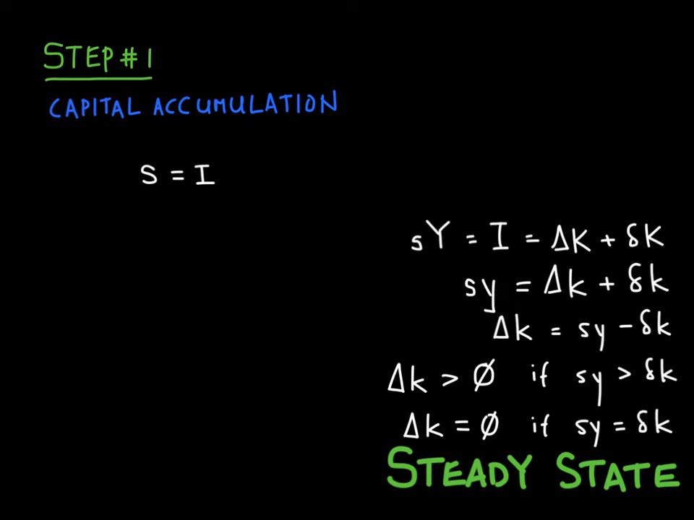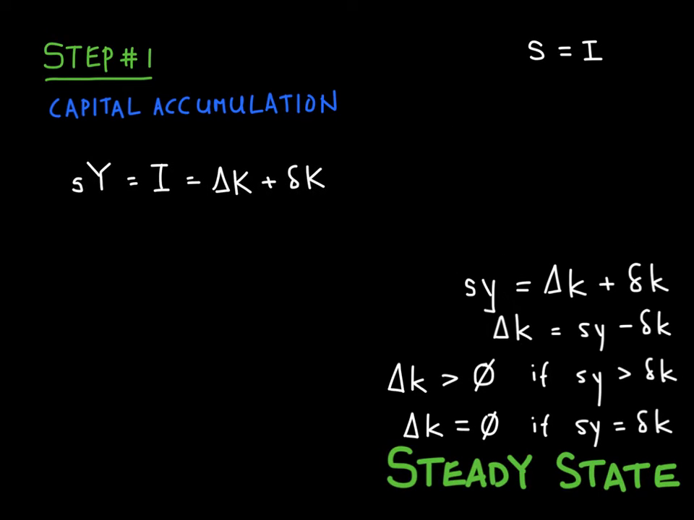So savings equals investment. At the same time, we're now going to define savings as some savings rate. This little s here is a savings rate. So the proportion of output that is being saved gives us national savings. So that will be S. So little s times y is S, which again equals investment.